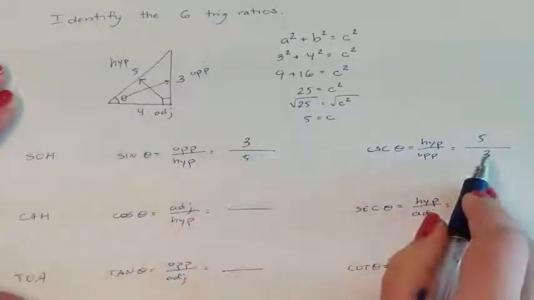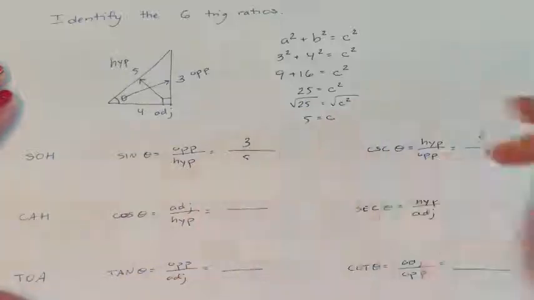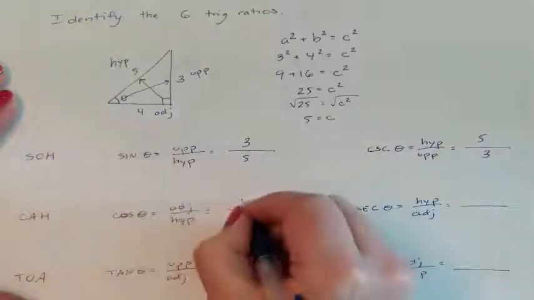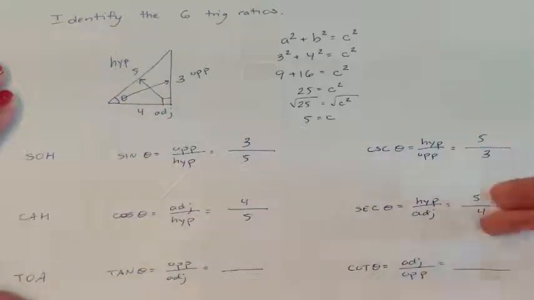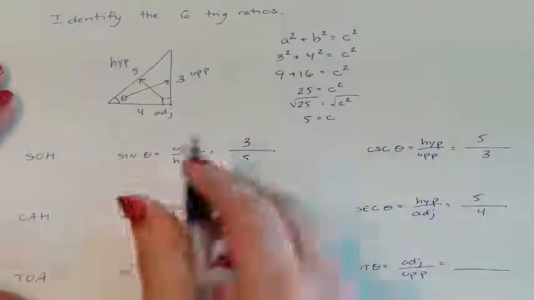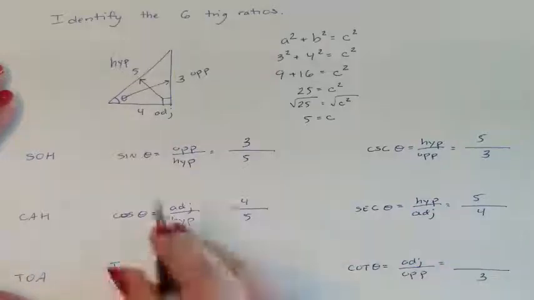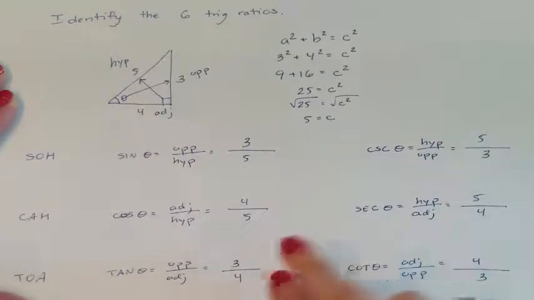These two fractions are reciprocals of one another, meaning they got flipped. I need adjacent, which is 4, and I need hypotenuse, which is 5. These two fractions are reciprocals of one another. Tangent, I need my opposite, which is 3, and my adjacent, which is 4. These are reciprocals of each other.